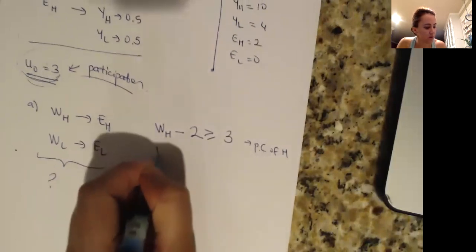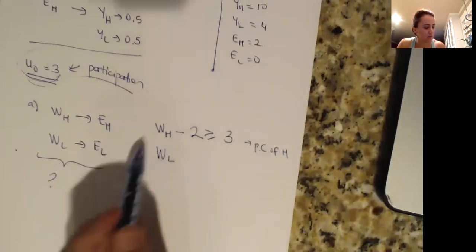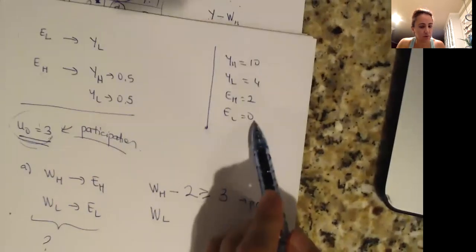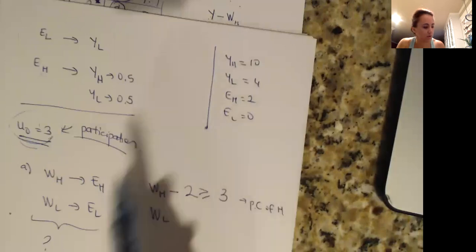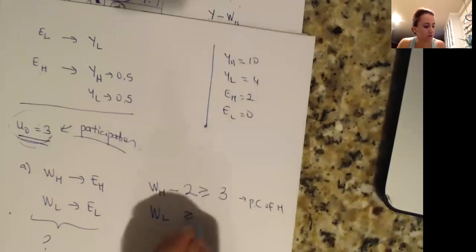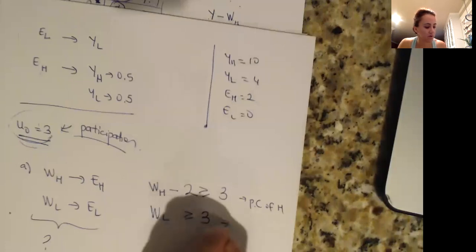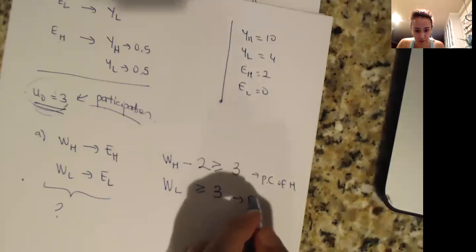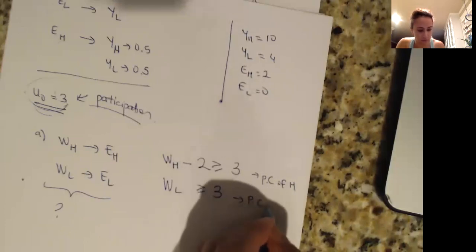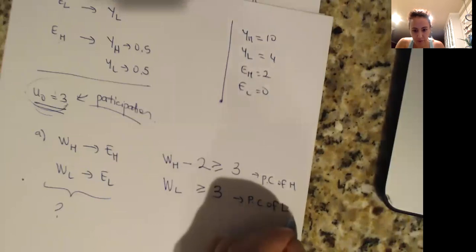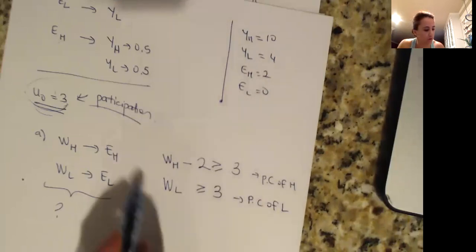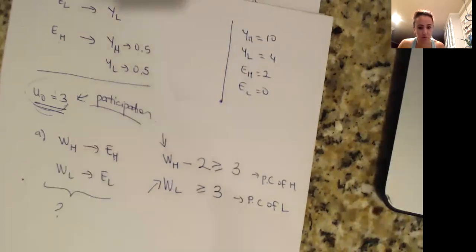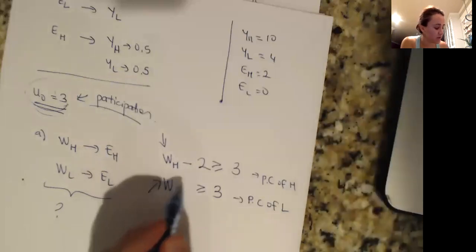Similarly, I want the low effort worker, who is going to show effort level 0, so WL minus 0, to be greater or equal than 3. So this is the participation constraint of L, okay? And remember that the firm wants to pay the lowest wage possible, right? Because that's how he maximizes his profit.